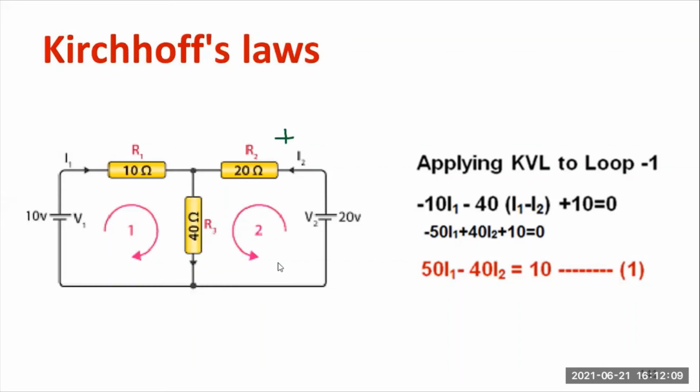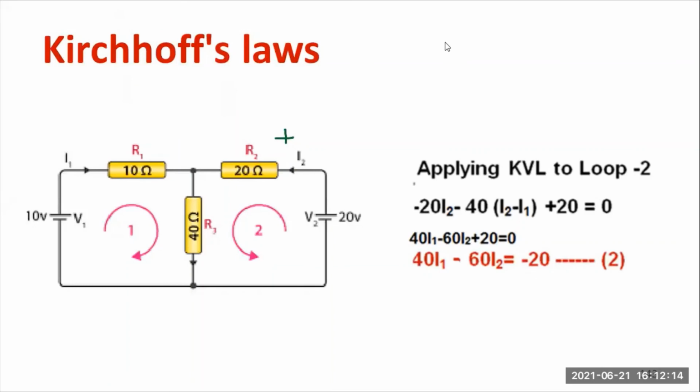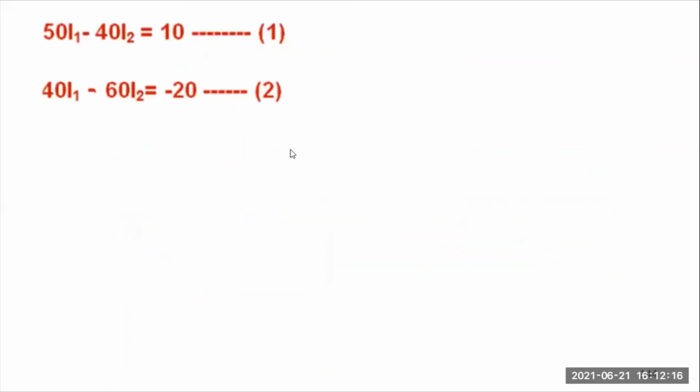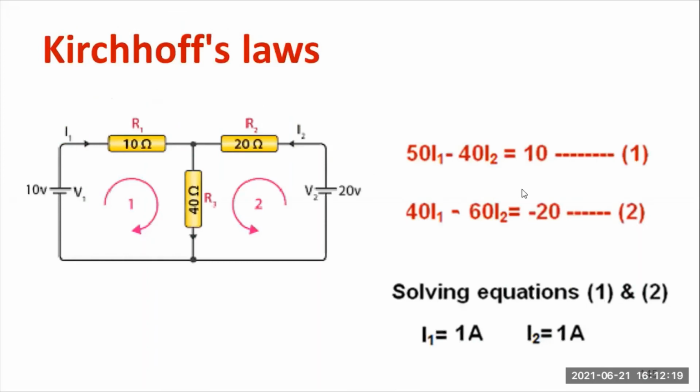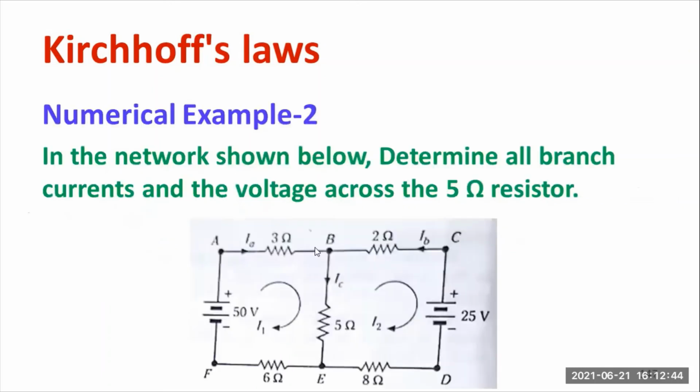First I framed the first equation. Afterwards, I framed the second equation. Then I solved equation 1 and equation 2 using Cramer's rule, and got I1 equal to 1 ampere and I2 equal to 1 ampere. Now you can apply KCL. Total current entering the junction is equal to total current leaving the junction, so the sum entering the junction is equal to 2 ampere, which equals the current leaving, 1 plus 1, so total 2 ampere. Likewise, you can solve this problem also.